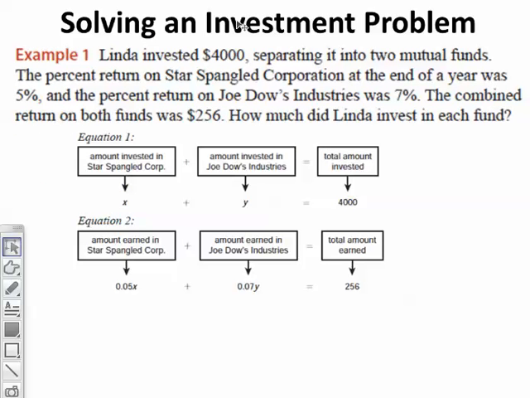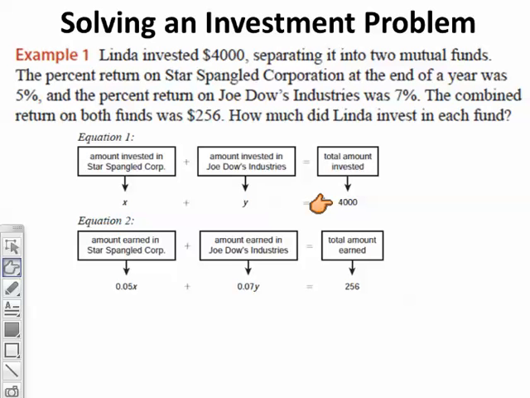Okay? Here's an example. Linda invested $4,000, separating it into two mutual funds. Well, you know what it told me right away? She had two mutual funds, X and Y. X and Y, you add those together, it's going to be equal to $4,000. X is the amount she invested in one mutual fund. Y is the amount she invested in the other.